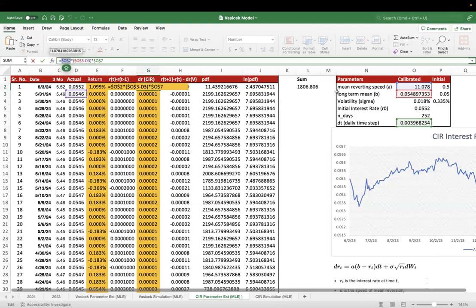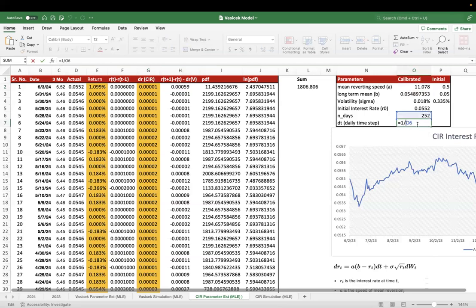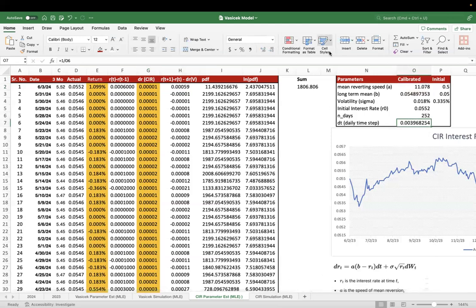So a is your mean reversion speed. b is nothing but the long term mean, right? And rt is the previous day interest rate. This is multiplied by dt. If you see, dt is nothing but 1 by 252. Why 252? Because there are a total of 252 trading days in 1 year. So that's how you will use the CIR equation.